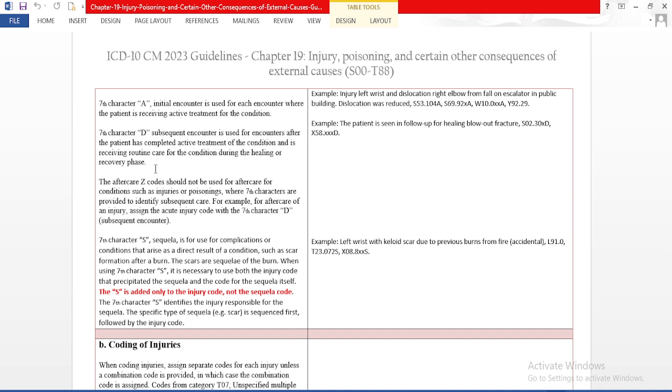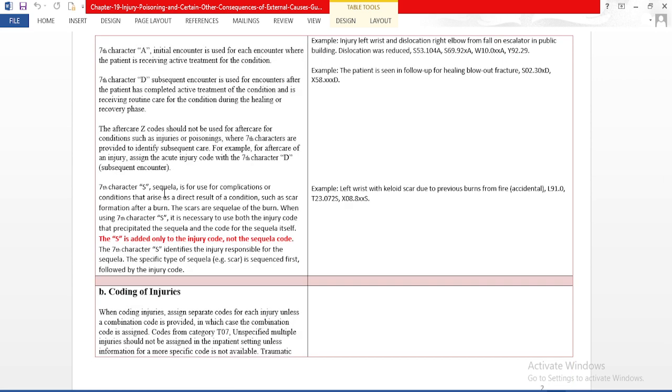If you would like to add seventh character D, which is subsequent encounter, when do we code subsequent encounter? If the patient has completed active treatment and is receiving routine care for the condition during the healing or recovery phase, we will code subsequent encounter. We will not use aftercare Z codes for injuries or poisoning, where seventh characters are provided to identify subsequent care. For example, for aftercare of an injury, assign the acute injury code with the seventh character D, subsequent encounter.